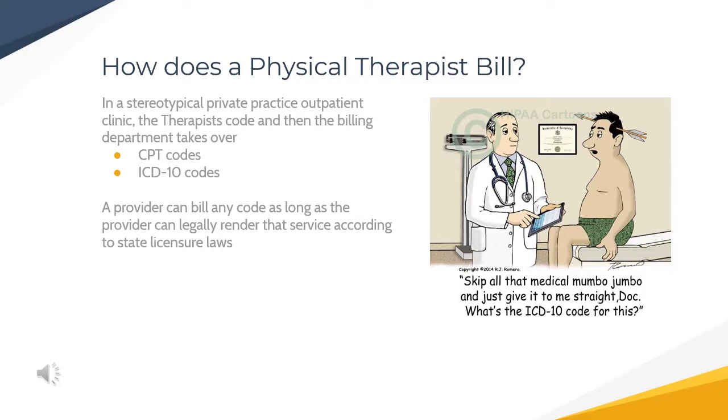Keep in mind that there are many types of medical codes, but we care specifically about CPT codes for intervention in the billing process. Most of these are going to be in the 9700 series, which is called Physical Medicine and Rehabilitation. ICD-10 codes are PT diagnoses. A provider can bill any code as long as the provider can legally render that service according to state licensure laws. This means that we have to keep watch over what we are billing and the services that we are providing and make sure that we are legally allowed to participate in that service in our state.